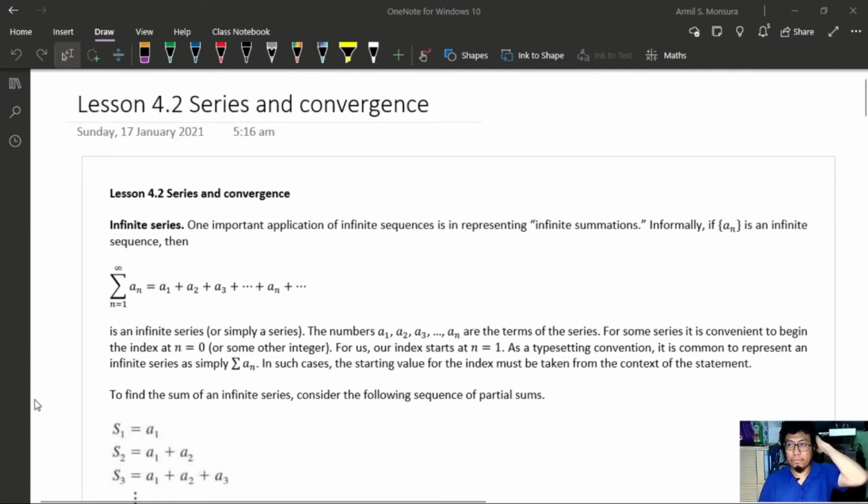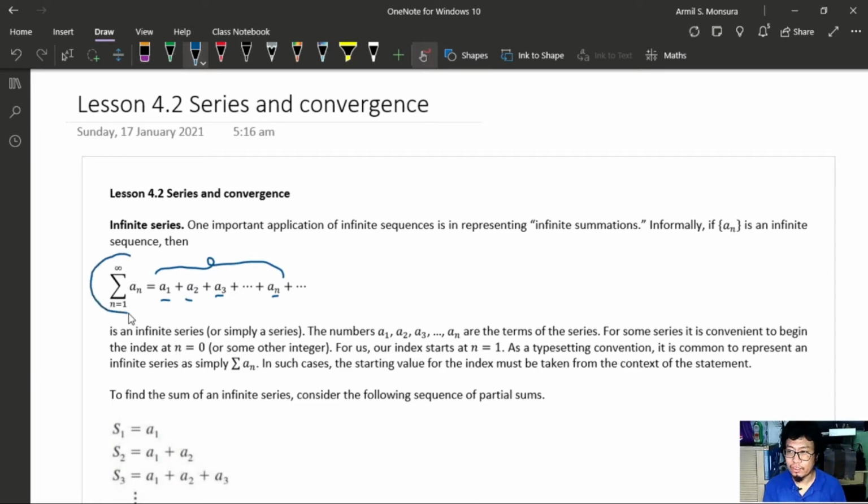Now, one important application of infinite sequences is in representing infinite summations. Informally, if an is an infinite sequence, then the sum of its terms, remember that a1, a2, a3 up to an are the terms of the sequence an, if we take that sum, whose shorthand is this summation notation, we call this an infinite series or simply a series. The numbers a1, a2, a3 up to an are the terms of the series.